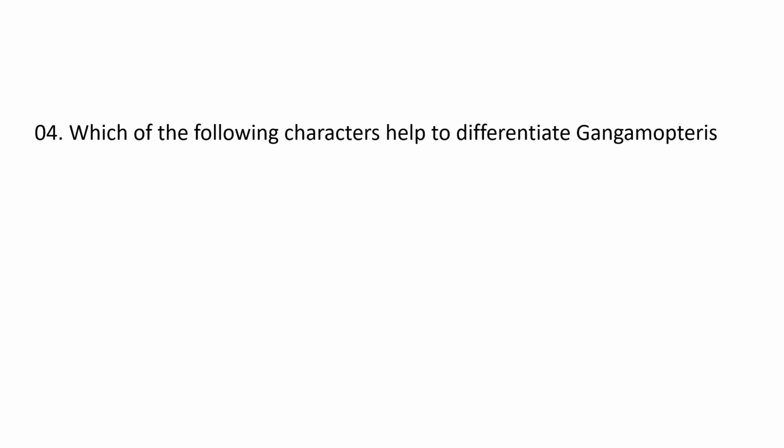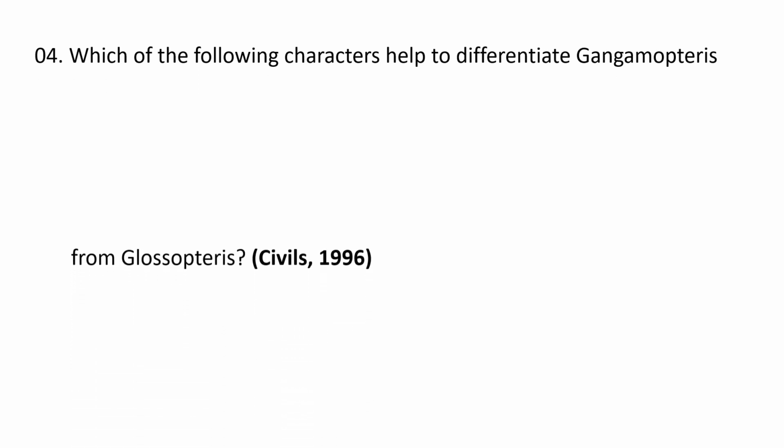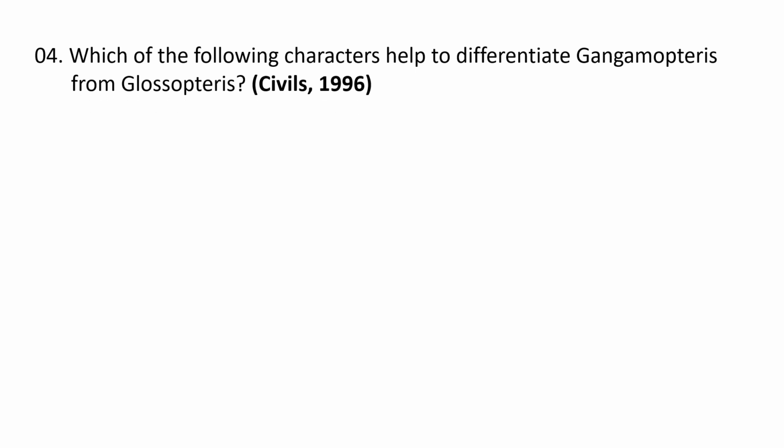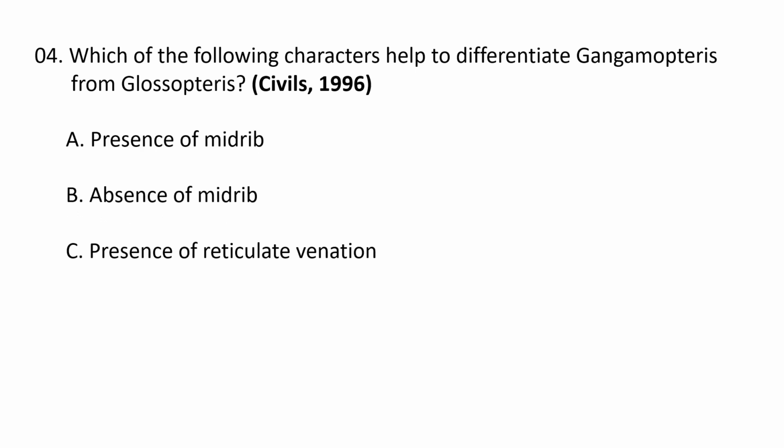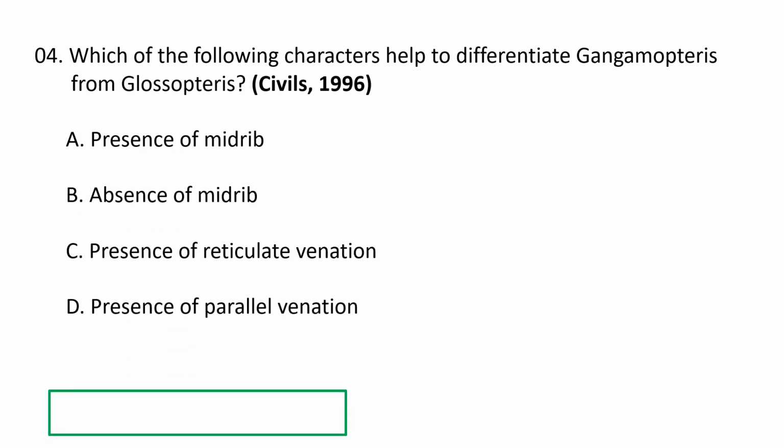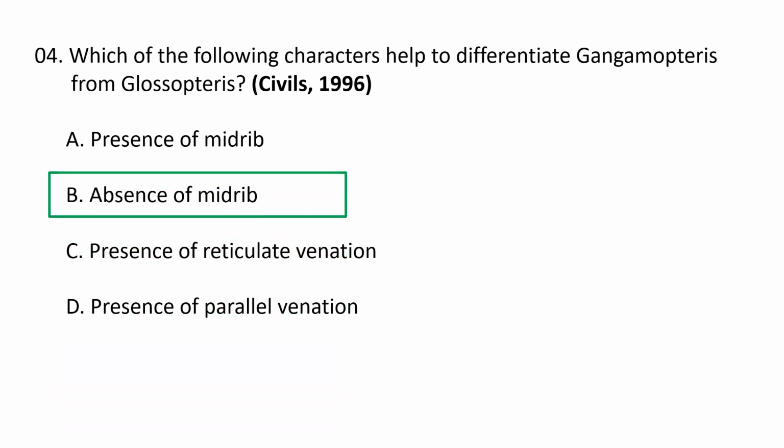Next question. Which of the following characters helps to differentiate Gangamopteris from Glossopteris? So how do you distinguish Gangamopteris from Glossopteris plant fossils? So A. Presence of midrib, B. Absence of midrib, C. Presence of reticulate venation, D. Presence of parallel venation. So the correct answer is B.